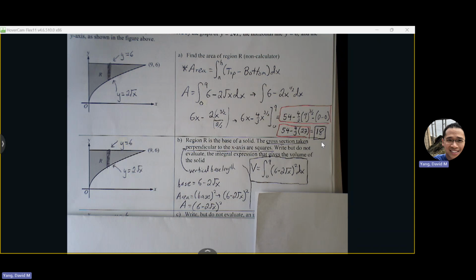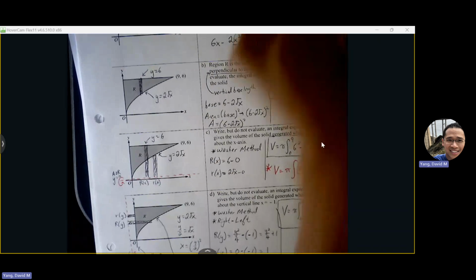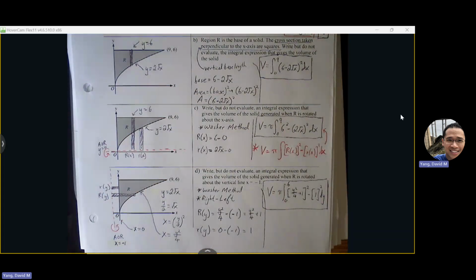But yeah, we could do this problem using the power rule if we expand it all the way out and plug in 0 and 9, but this one is only asking us to set it up. And then part C, now we see words like rotation involved. So when there's rotation around an axis, we're going to be involving either the disk or washer method. In this case, we have a horizontal axis.